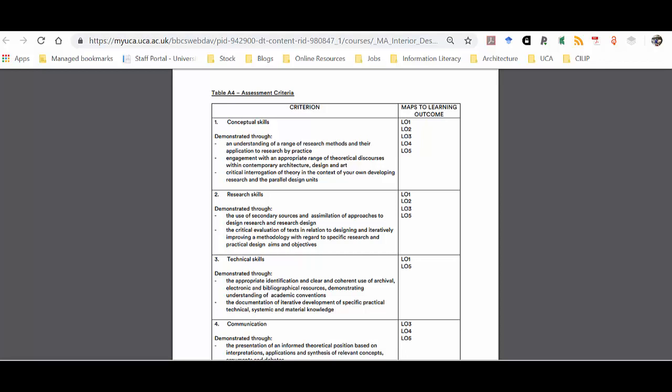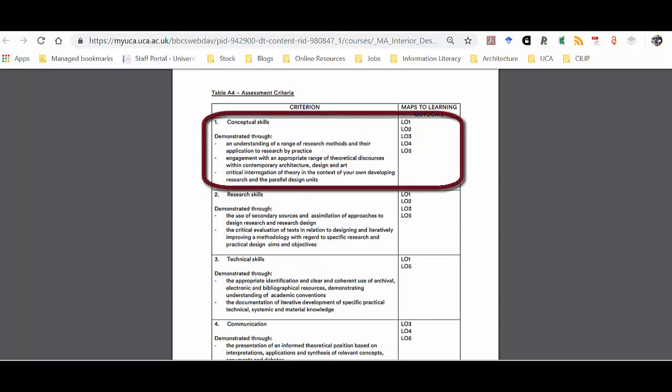Yeah, so the first one is called conceptual skills, and what this is really interested in is how well you're engaging with theoretical discourse. So are you engaging with theories? That means much bigger, wider ideas than just something that's quite descriptive. So this is really about you also being able to interrogate the theory in the context of your own research as well. So it's about not just repeating things, but making sense of them for yourself.